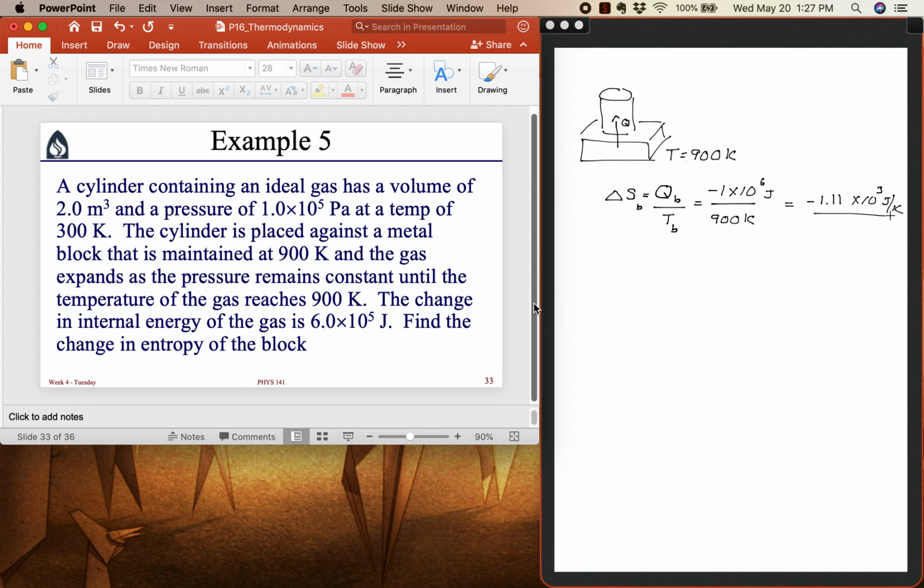So this would be the entropy difference, the amount of entropy that the block loses. It's because we remember that heat always carries entropy with it. So if heat is leaving the block, then entropy will be leaving the block along with the heat. So the entropy change for the block is negative, and that's okay. The block can lose entropy as long as the gas gains just as much, if not more, entropy than the block loses.